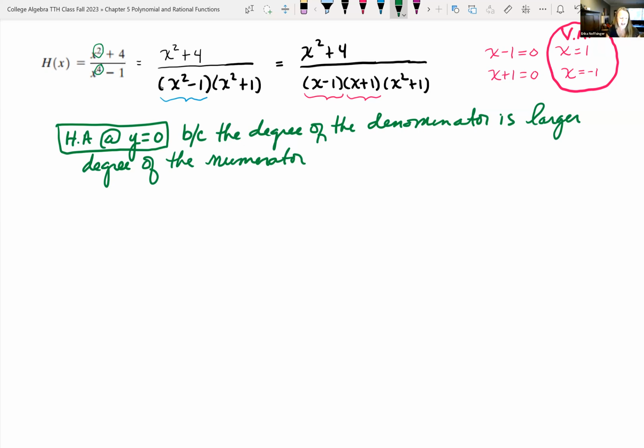Now let's look at finding our intercepts of our rational function. We know that our intercepts occur depending on if x is 0 or y is 0. And so to find our x-intercept, we're going to let our y value equal 0 and solve for x. Or in this case, we're going to let h of x equal 0 and solve for x.